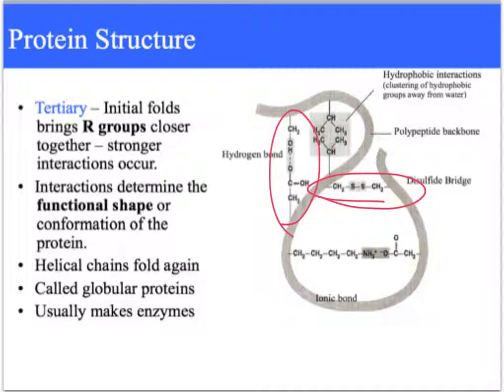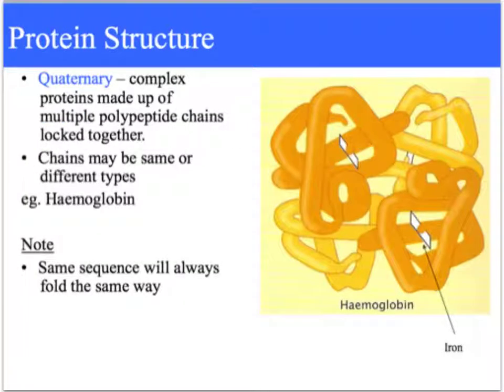So these guys keep folding based on their DNA instructions, and at this point they're called globular proteins. So to me that's like big blobs, so globular, and they usually make enzymes. And finally we've got our quaternary structure. So this is where we've got proteins in the tertiary structure that join together to make a monster polypeptide chain. So if you get asked for an example in the exam, hemoglobin is probably the easiest one to remember because you've come across hemoglobin in the past because it's part of your red blood cells.